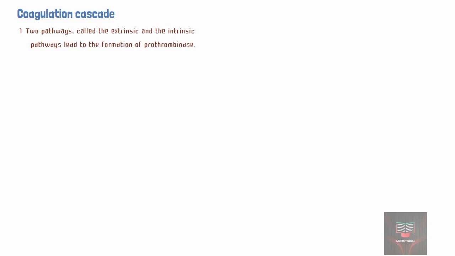The coagulation cascade can be summarized into 3 steps as follows. 2 pathways called the extrinsic pathway and intrinsic pathway lead to the formation of prothrombinase. Prothrombinase then converts prothrombin into the enzyme thrombin, and the thrombin converts soluble fibrinogen into insoluble fibrin. The fibrin forms the threads of the clot.